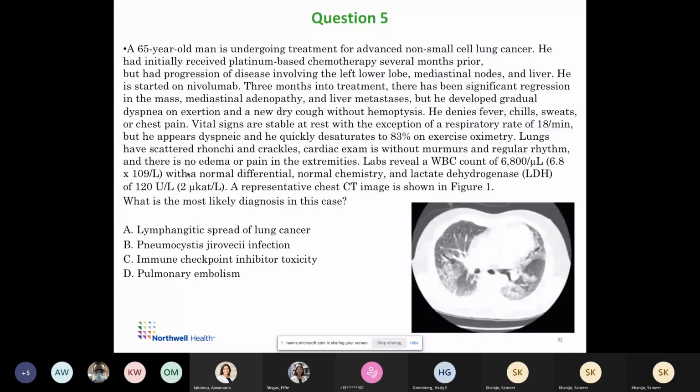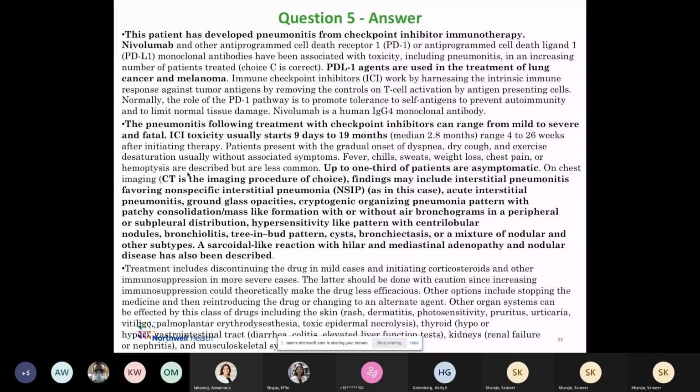But these PD-1 and PD-L1 inhibitors are probably going to be the most tested. So really important to understand that they can cause pneumonitis. Again, the patient has developed pneumonitis from immune checkpoint inhibitor therapy. Here they say that the symptoms can be mild to severe and fatal, and toxicity may start as soon as 9 days and as late as 19 months later.